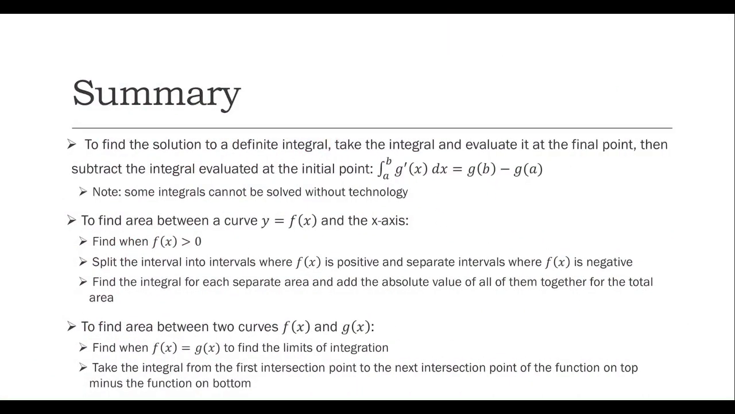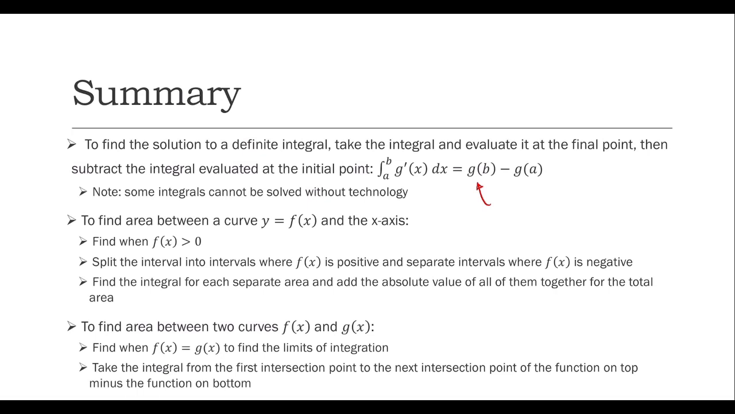So in summary, to find the solution to a definite integral, you'll take the integral and evaluate it at the final point, then subtract the integral evaluated at the initial point, like shown here. And some integrals cannot be solved without technology. To find the area between a curve y equals f of x and the x-axis, you'll find when f of x is greater than 0, and then split the interval into intervals where f of x is positive and separate intervals where f of x is negative.